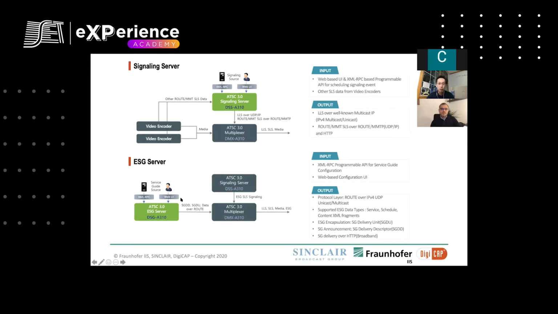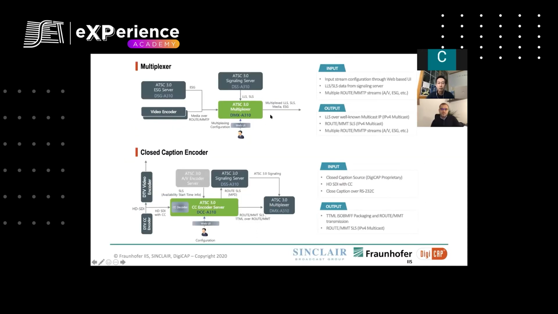And then the second one is the EPG server. What our EPG server does is translate the old EPG data to ATSC 3 compliant ESG format. It comes from our proprietary protocol fetching the EPG data, or combining user interface and configuration data, and it outputs the guide delivery units and guide delivery descriptors to the multiplexer. And here is the multiplexer.